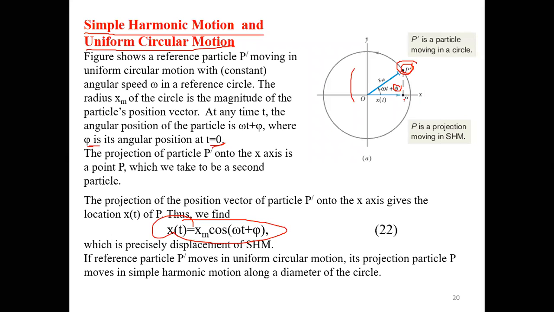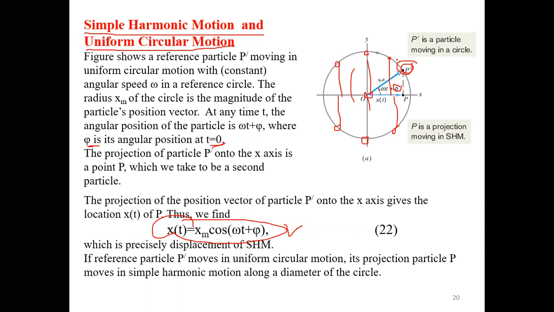And you know that xm cos of omega t plus phi is also the displacement of the simple harmonic motion that we have studied earlier. That means when the particle moves in a circular path over here, then the second particle follows. When the particle is here, its projection on the x-axis is there. When the particle moves there, its projection will be here. When the particle moves here, the projection is there, and so on.